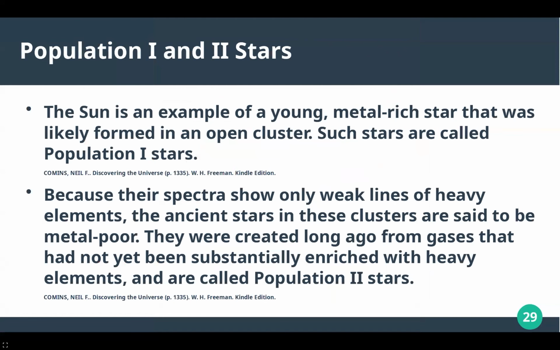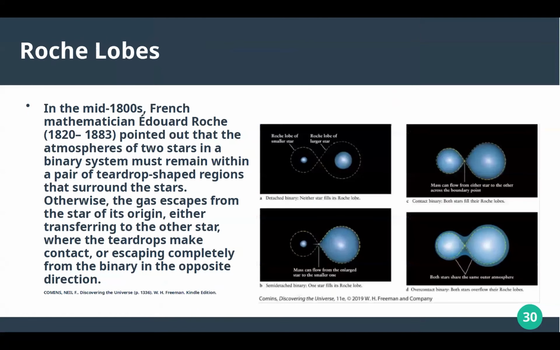In the mid-1800s, French mathematician Edouard Roche pointed out that the atmosphere of two stars in a binary system must remain within a pair of teardrop-shaped regions that surround the stars. Otherwise, the gas escapes from the star of its origin, either transferring to the other star, where the teardrops make contact, or escaping completely from the binary in the opposite direction.